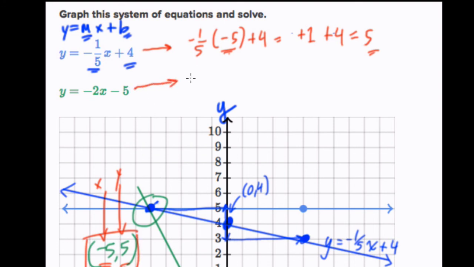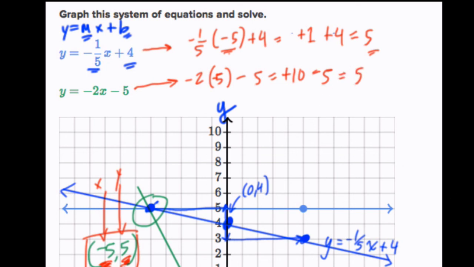If I plug in negative 5 for x, I get negative 2 times x, that's times positive 5, minus 5. Negative 2 times 5, that's negative 10. Minus 5, right? What's that? Well, negative 10 minus 5. Oops, I made a mistake, sorry. I'm plugging in not the value for y here, but I'm plugging in negative 5 for x again. Sorry about that. So negative 2 times negative 5 is positive 10. Positive 10 minus 5 is 5.